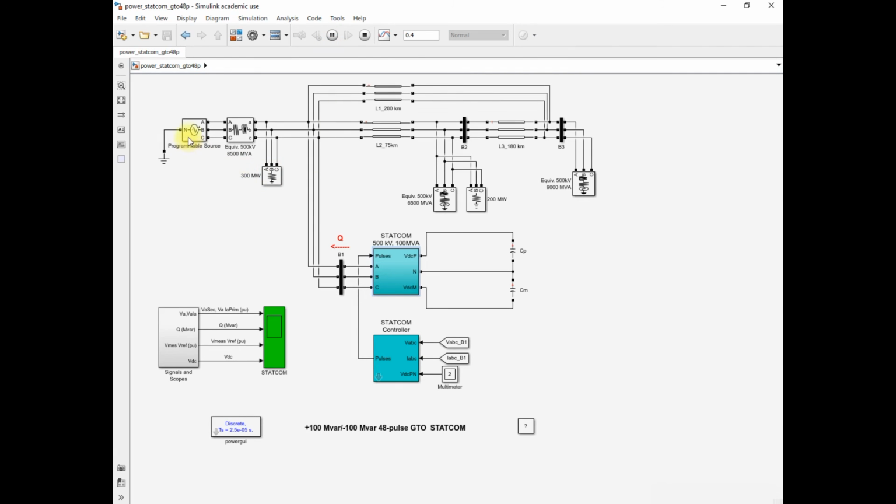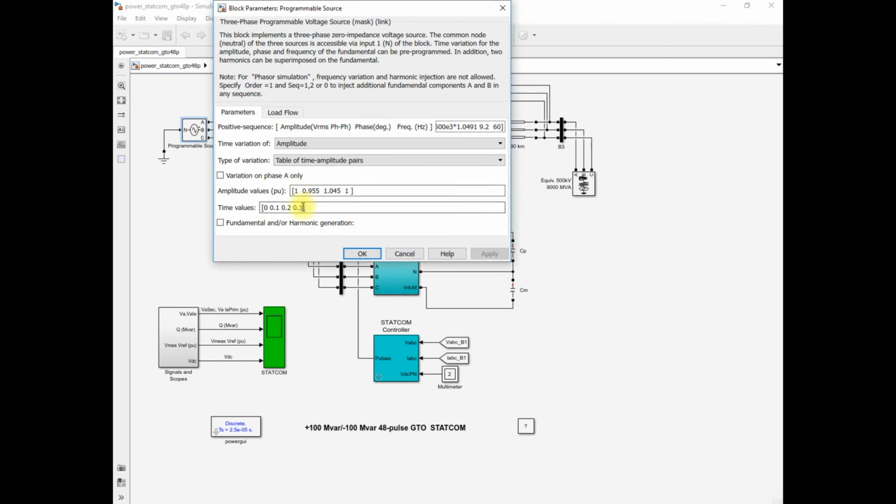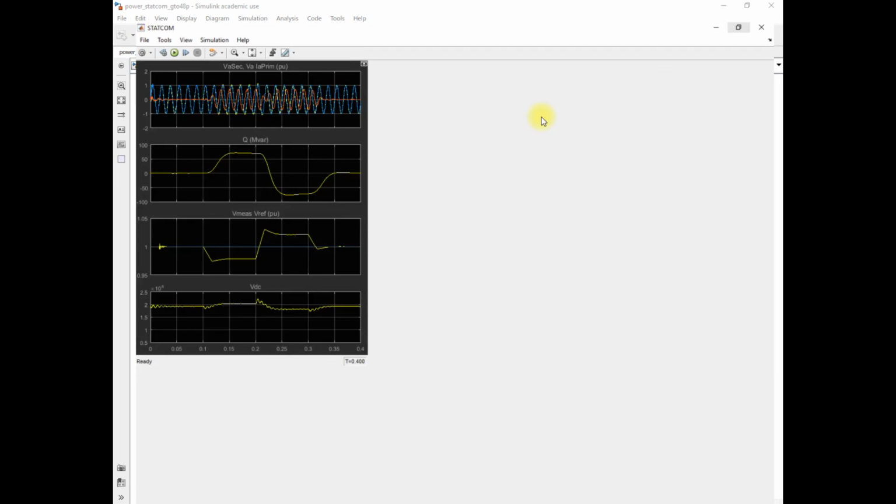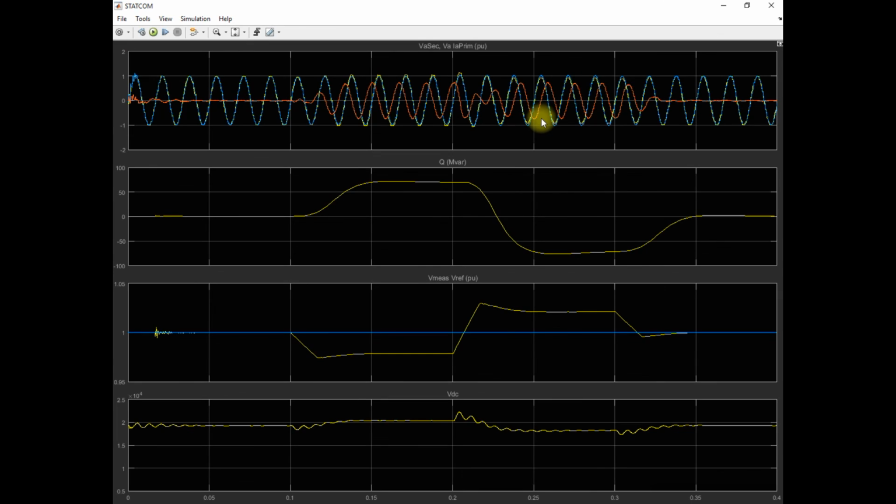The voltage disturbance we have created by this programmable voltage source. So in this programmable voltage source, you can see that at 0.1 second the voltage is reduced to 0.955 value. So at this time, this STATCOM injects the reactive power. So let's see this graph of the different parameters of the STATCOM.